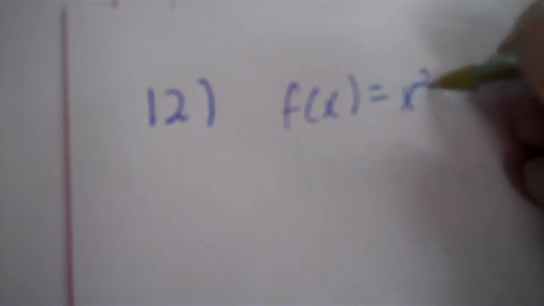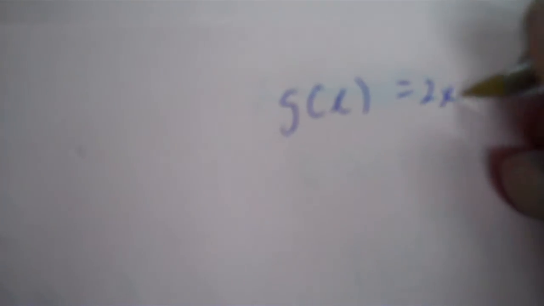Number 12. f of x equals x to the second minus 1. g of x equals 2x minus 3. So what are you doing with them? Well, you got to do the same things. Repeat the same process. f of g of 3, g of f of negative 2.